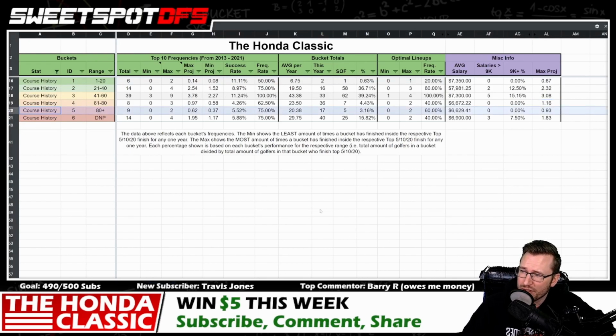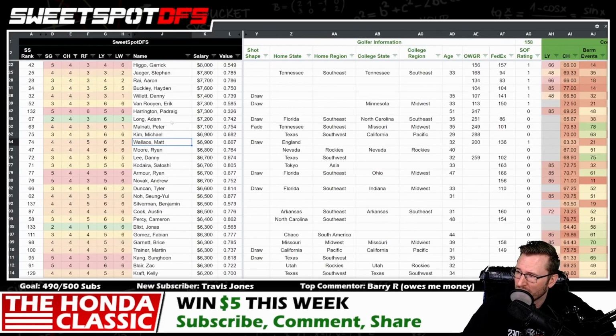Course history 5s. So guys that just don't play this tournament very well. This is like an average of a missed cut. 0 to 2 is the projection, and it's not good even when you include the sweet spot ranks.